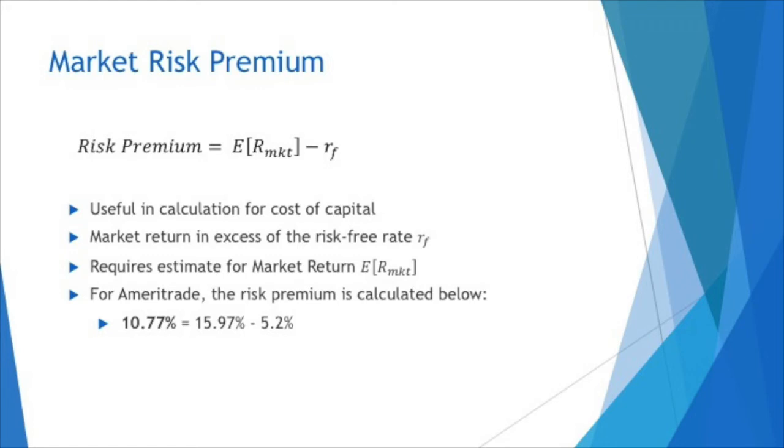Bringing us to the market risk premium, it is the return in excess of the risk-free rate. As reflected with the equation on this slide, the risk premium is the expected return of the market minus the risk-free rate. This figure is very useful in the calculation for the cost of capital. As we can see here, for Ameritrade, the risk premium would be 15.97% minus 5.2%, giving us 10.77%.